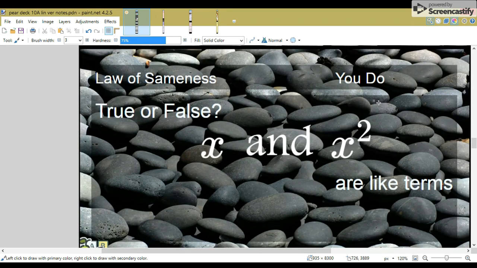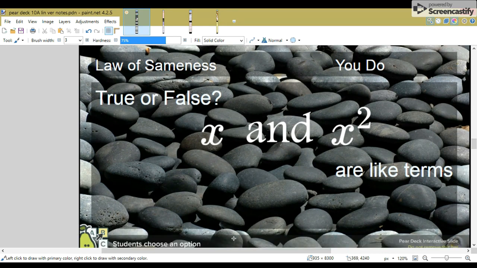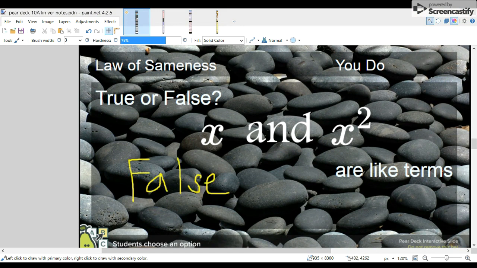On your Pear Deck slide, go ahead and try this one. True or false? X and x squared are like terms. Are those the same or are those different? Choose an option. This is false. X and x squared are not like terms. Even though they both have an x, they are not the same. This one has an x, this one is x squared. Those are different.